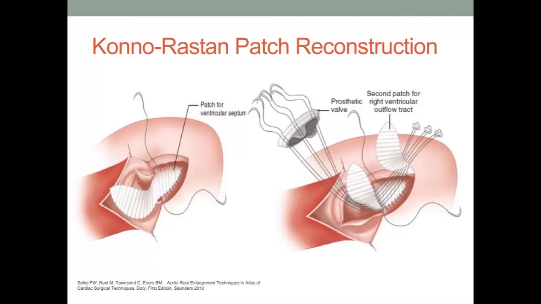Interrupted sutures with pledgets are employed to attach the base of the triangular RVOT patch to the junction of the diamond-shaped LVOT patch at the level of the aortic annulus. Subsequently, the sutures are passed through the sewing ring of the prosthetic valve, with the remainder of the valve sutures placed through the annulus in standard fashion, followed by placement into the sewing ring of the prosthesis.